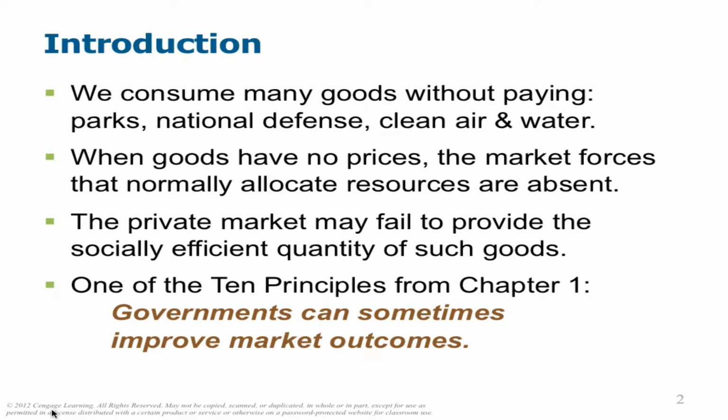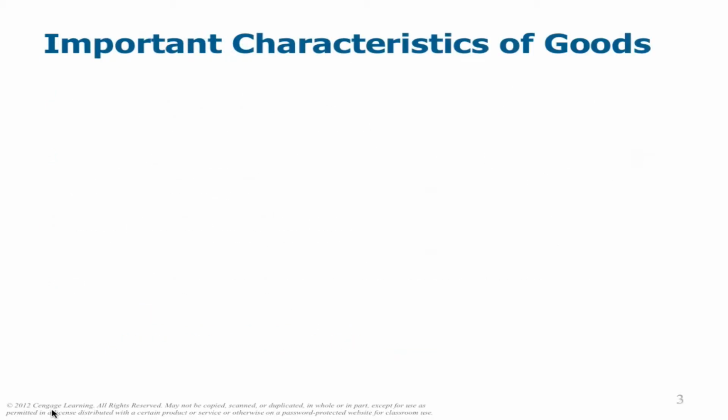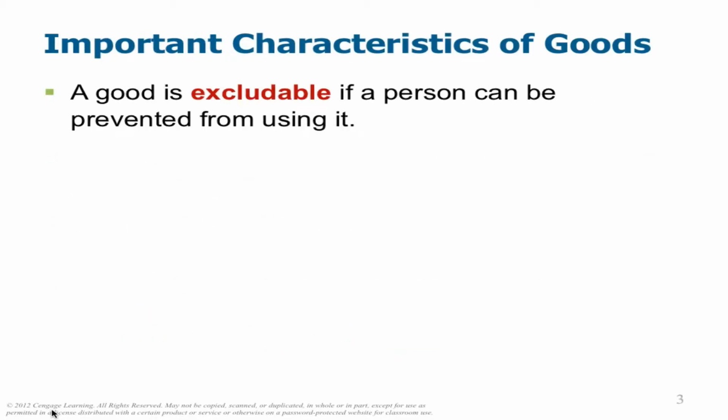So this takes us back to the government can sometimes improve market outcomes. And this is particularly relevant when we talk about public goods. Now, there are specific ways to tell if something that you're looking at is in fact a public good. There's a good matrix that your book gives you to weigh out whether or not it's a public good. Is the good excludable? Meaning, can I prevent someone from using it?